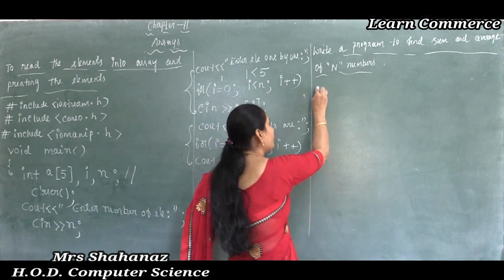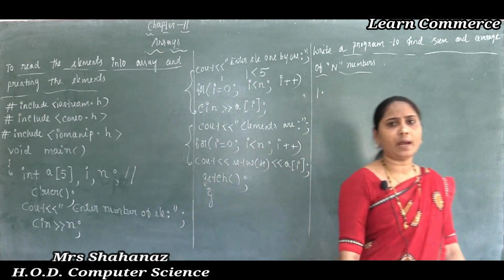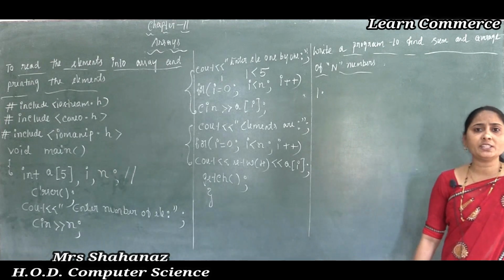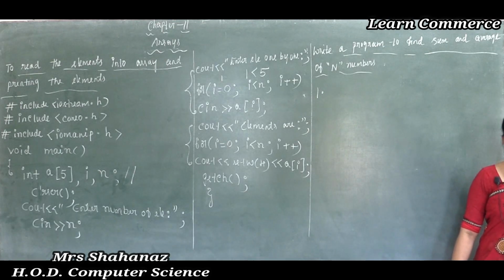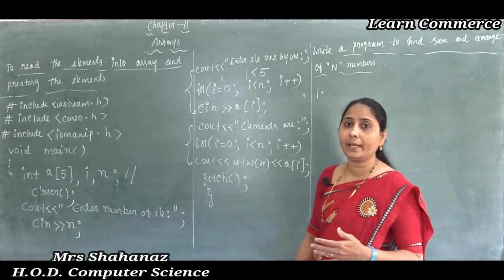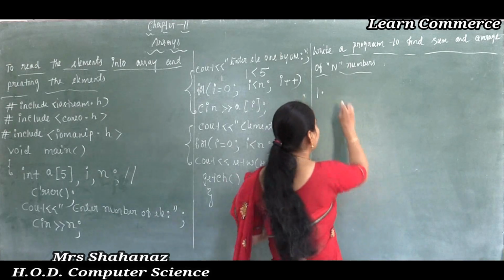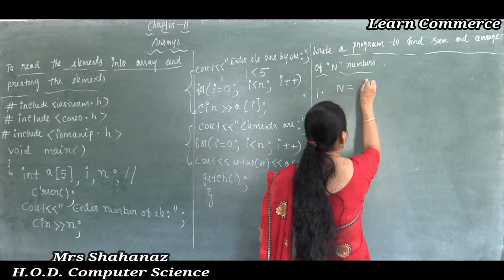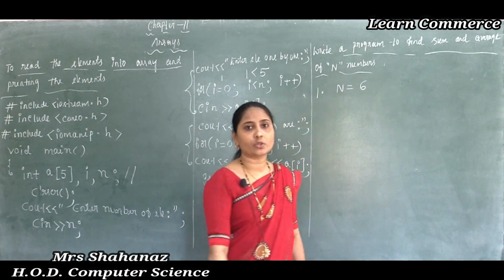So first of all, just to find out the sum and average, we need to read the number of elements to be stored in the array here. So n value is equal to, maybe here we can say n value is equal to 6.